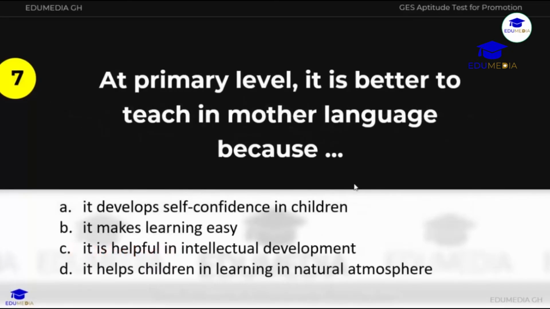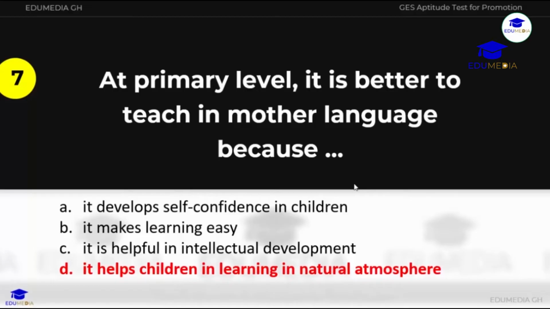Question number 7. At primary level, it is better to teach in mother language because A. It develops self-confidence in children. B. It makes learning easy. C. It is helpful in intellectual development. And D. It helps children in learning in natural atmosphere. The correct answer here is D. It helps children in learning in natural atmosphere.